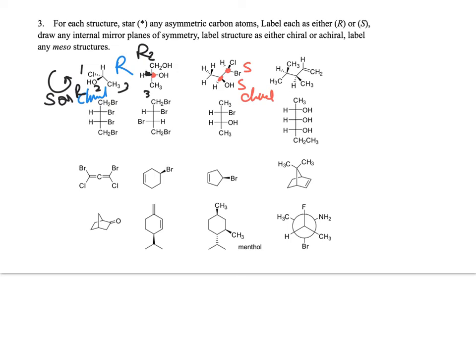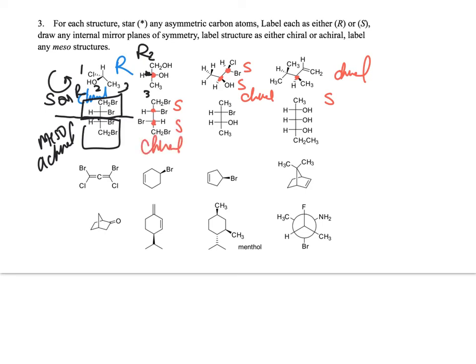This carbon here would be S, and this would be chiral. This here has a plane of symmetry, and because everything on this side is the same as everything on this side, this would be a meso compound and it would be achiral. This one, however, this top carbon would be S, and this bottom carbon would be S, so it would be chiral. Here, this top carbon would be S, the bottom carbon would be R. This one is also chiral.